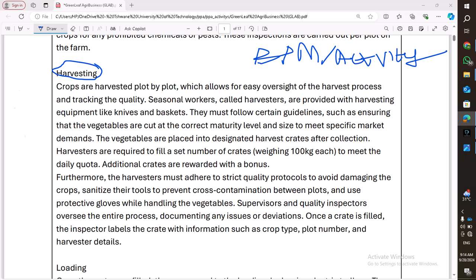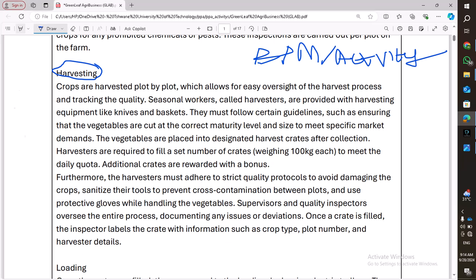So here I'm reading the first time and I understand what is going on. They tell us about the inspectors and what they do: they oversee the entire process and monitor it. And also the harvesters, who are the seasonal workers, the people who are harvesting. So now I'm looking for the actors. Okay, we are reading here now.